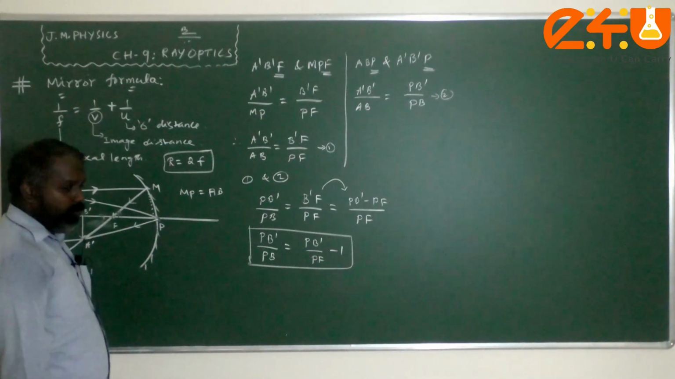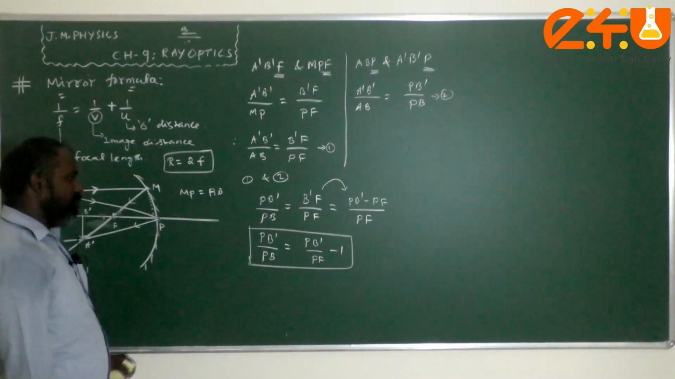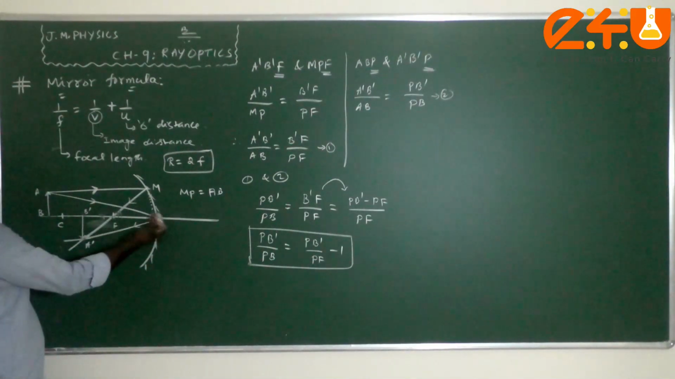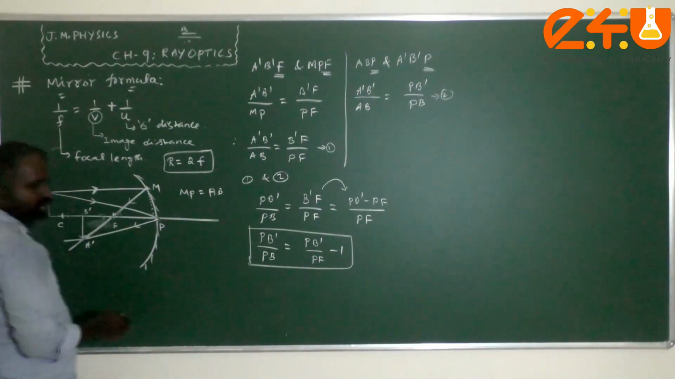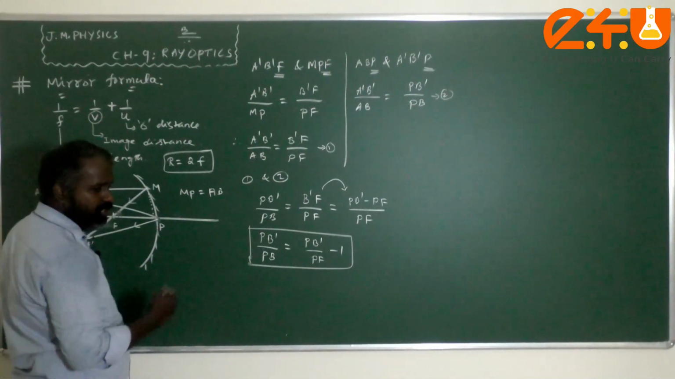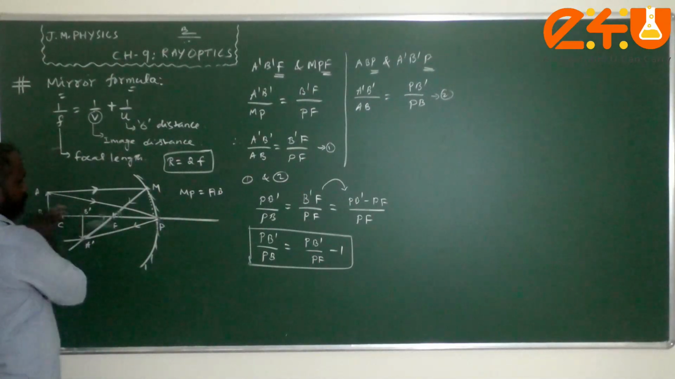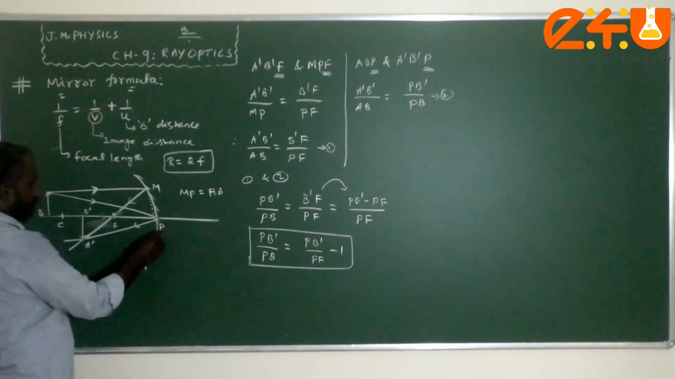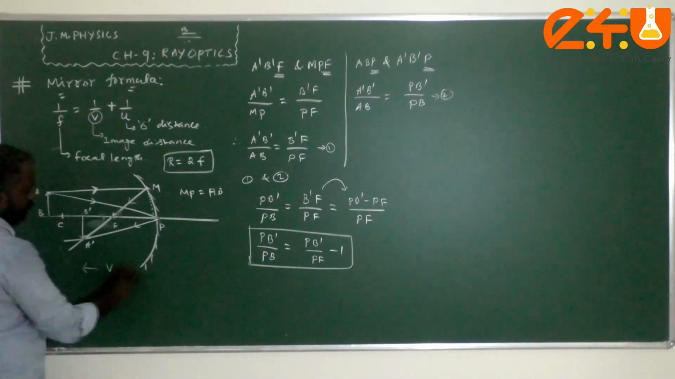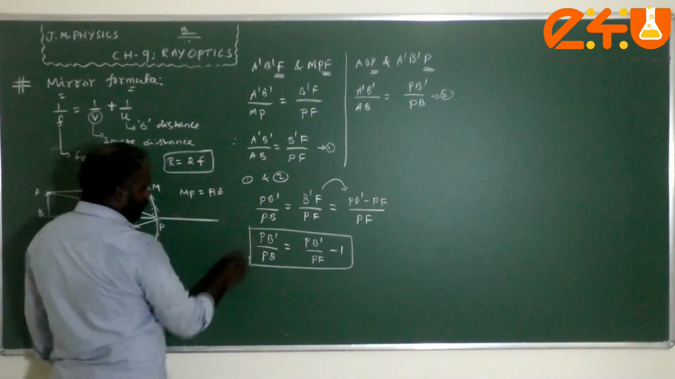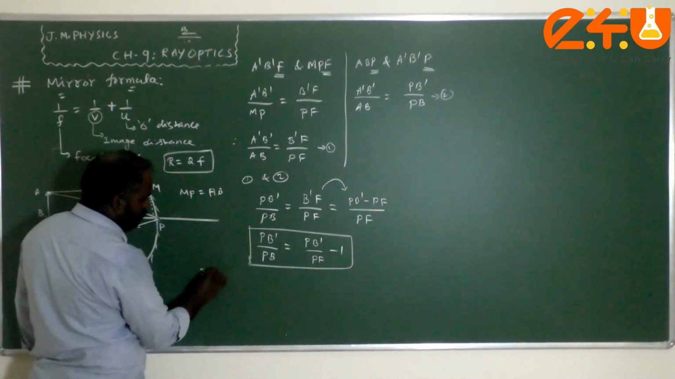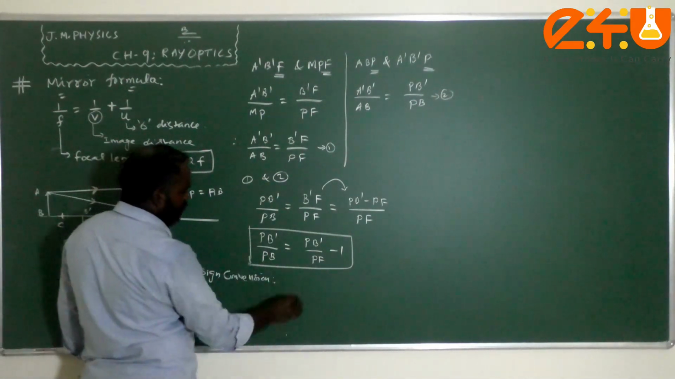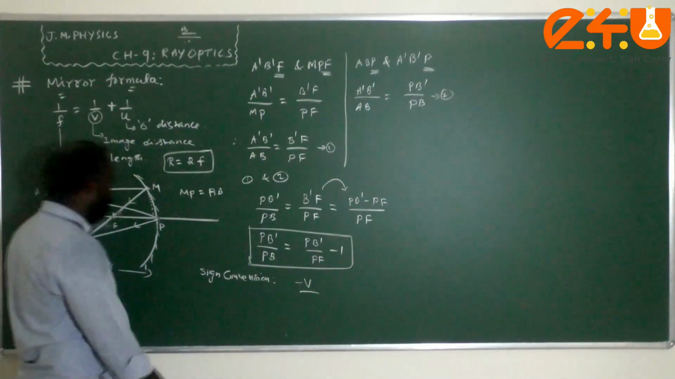Sign convention. We have to apply the Cartesian sign convention we discussed earlier. PB dash is on the left side of the mirror. As I said, the trick, as in the previous videos, is that this PB dash is opposite to the incident ray, therefore the sign will be negative. And this PB dash is nothing but V. Therefore, by using the sign convention, I can write that it has to be minus V divided by PB.